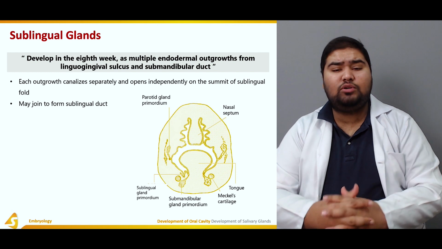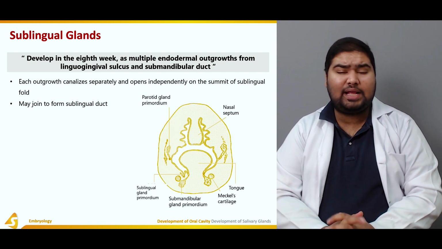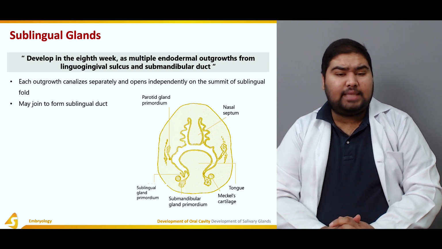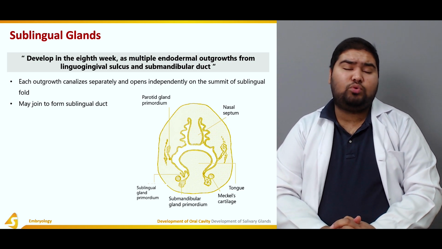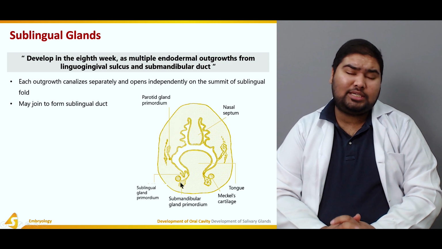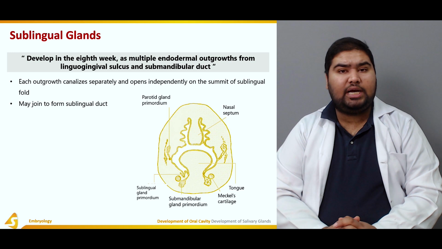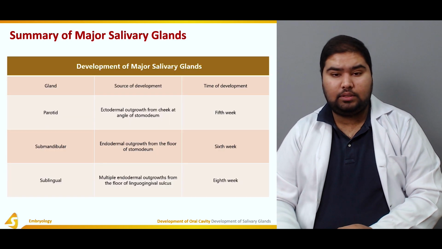Now each outgrowth canalizes separately and opens independently on the summit of the sublingual fold. It may join to form a sublingual duct. However, it is not necessary that a sublingual duct be present.